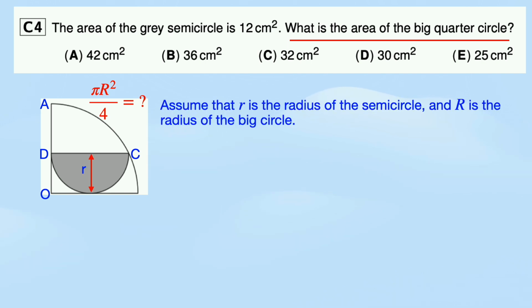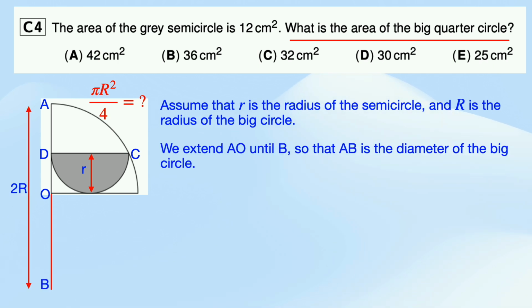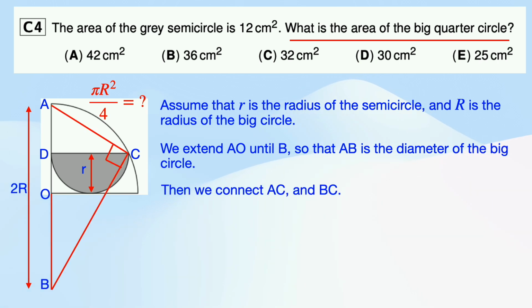Let's assume the radius of the small circle is small r, and the radius of the large circle is big R. Now, we extend the radius AO to a point B such that AB becomes the diameter of the large circle. Next, we connect points A and C as well as B and C.